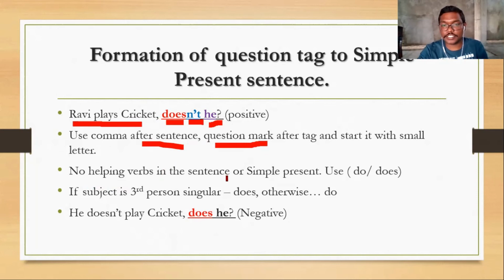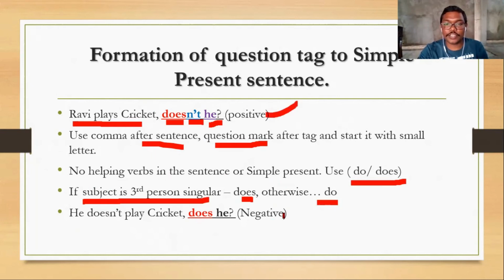There are no helping verbs in a sentence of simple present. So in the simple present, no helping verbs will be there. That's why I said you have to use do or does. When the subject is third person singular, use does. Otherwise you can use do. Next, we'll go on from this positive sentence to the negative sentence.